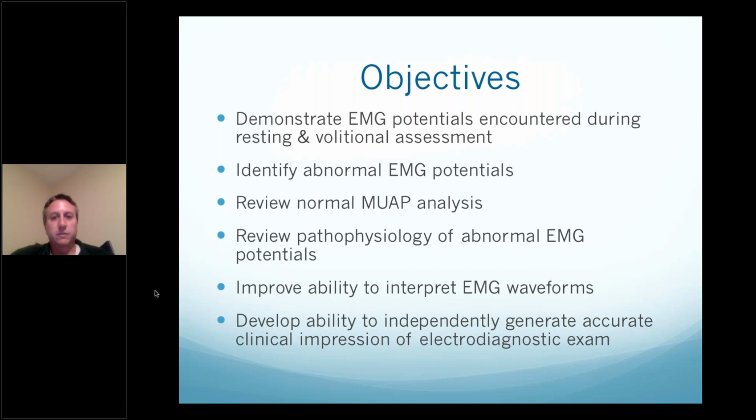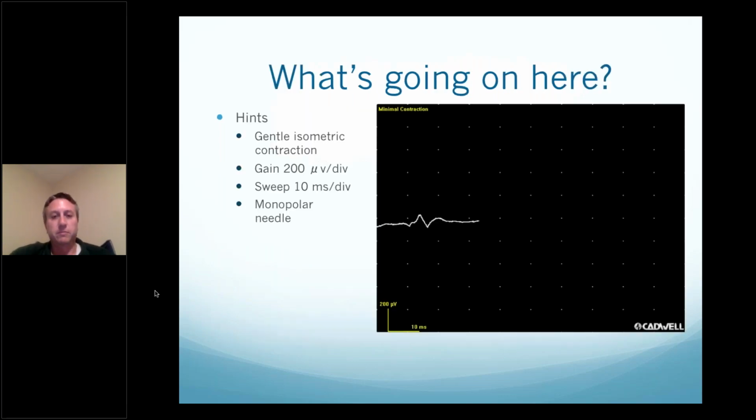Okay. All right. So what's going on in this waveform here? I'm going to play a waveform. We have the hints: it's a gentle isometric contraction. The gain is at 200 microvolts per division, sweep of 10, and this is using a monopolar needle. I'm going to play the video clip. Hopefully there are no more technical glitches. Let's see what you think.